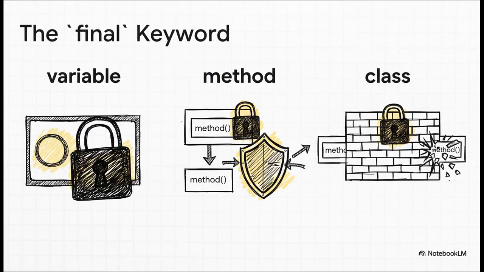parent. And then there's the final keyword, which is all about making things permanent and locking them down. If you make a variable final, its value can never ever be changed. It's basically a constant. If you make a method final, no child class is allowed to overwrite it. And if you make an entire class final, that's it. It's the end of the line. No other class can inherit from it, period.